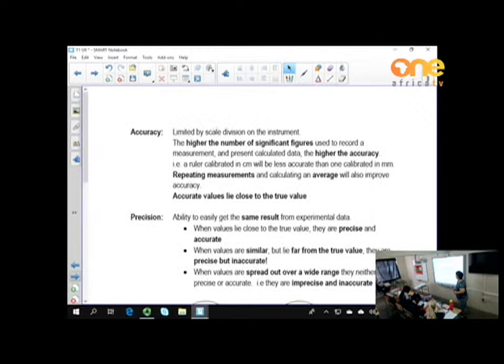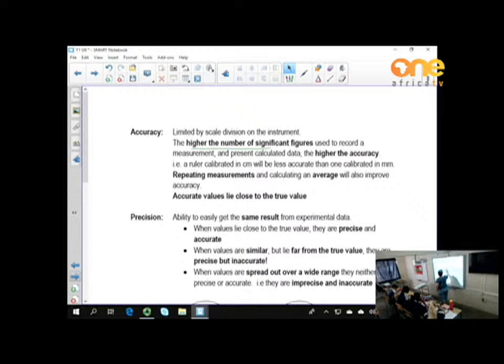Accuracy. The accuracy of your instrument is limited by the divisions that it's calibrated in. You can never be more accurate than the instrument. Because the calibration of the instrument, if it is in millimeters, you cannot be more accurate than that millimeter because that millimeter already has an error on it. So I can't say 15,275 millimeters. That's totally absurd. It's a ridiculous answer because the millimeter 27 is already inaccurate.